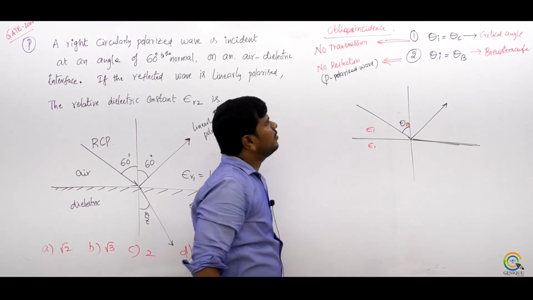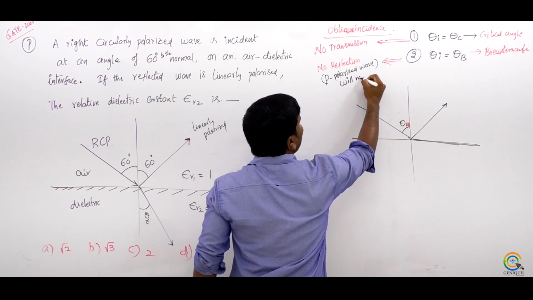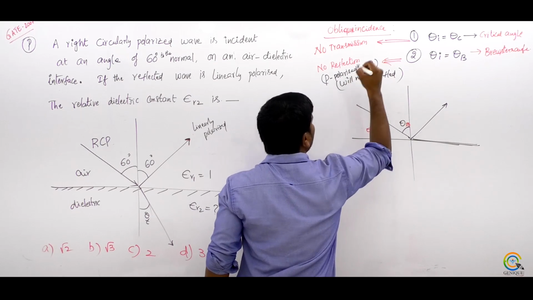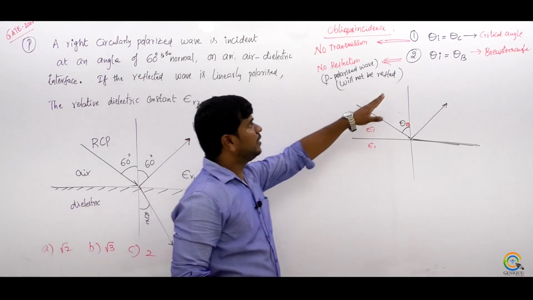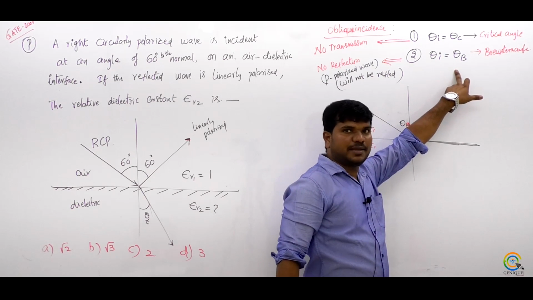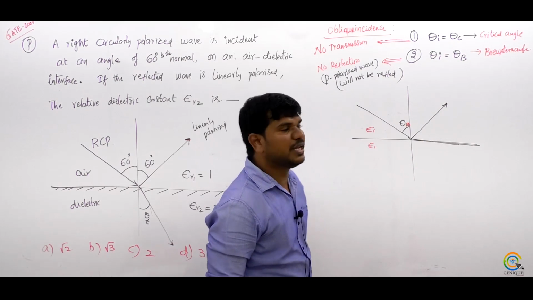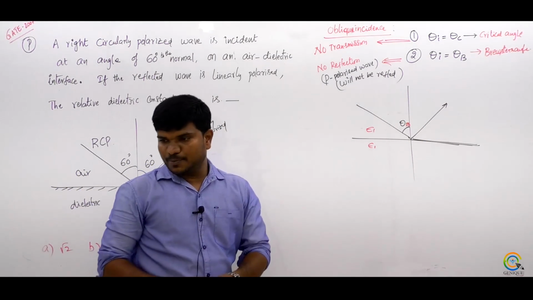P polarized wave will not be reflected. So what is meant by p polarized wave? You have to note this. Okay, the p polarized wave will not be reflected. So at theta I equals theta B, the Brewster angle, the p polarized wave will not be reflected. So what is the meaning of this p polarized wave?